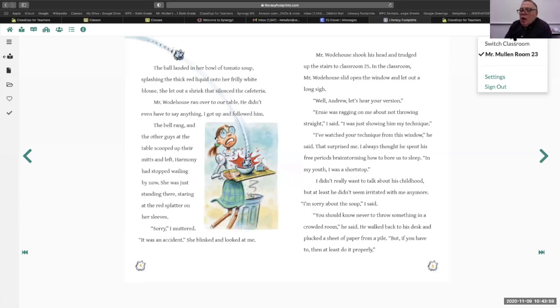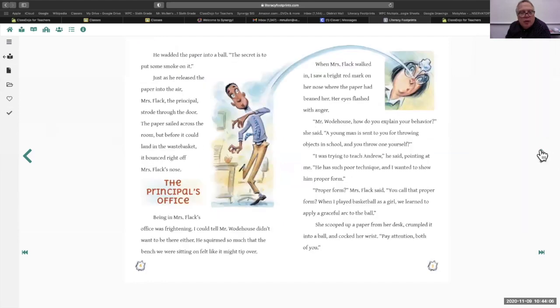Well, let's go back. We're at the point where we're gonna go, I think, to the principal's office. Let's see what happens right here, the principal's office. Being in Mrs. Flack's office was frightening. I could tell Mr. Wodehouse didn't want to be there either. He squirmed so much that the bench we were sitting on felt like it might tip over. When Mrs. Flack walked in, I saw a bright red mark on her nose where the paper had beamed her. Her eyes flashed with anger.